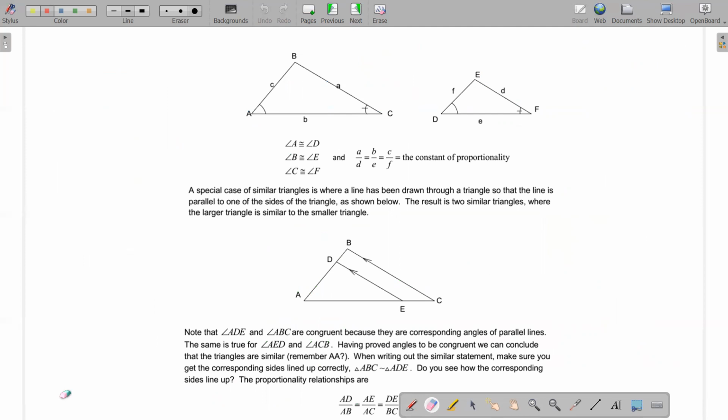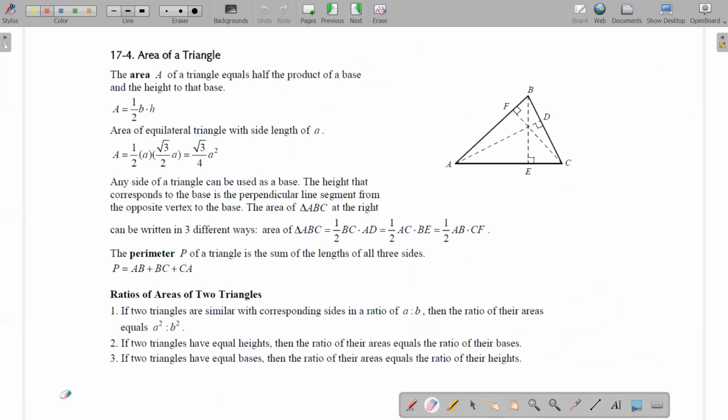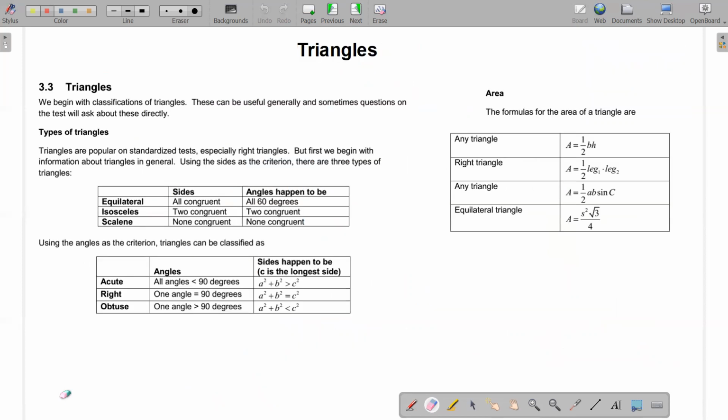This is about similarity of triangles. We already went over it; it's just a repetition of some data. What I want to talk about is the area of triangles. The main formula, which is also provided to you, is the formula for any triangle: 1/2 base times height.